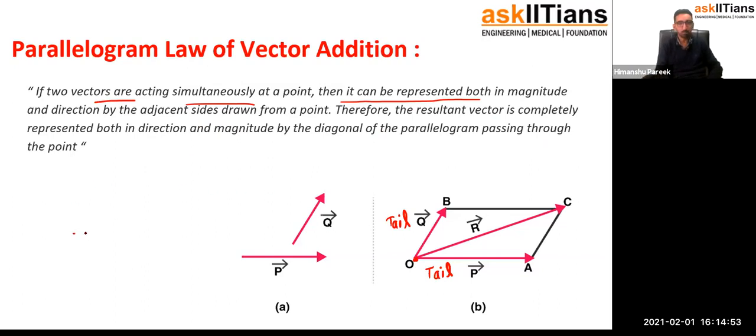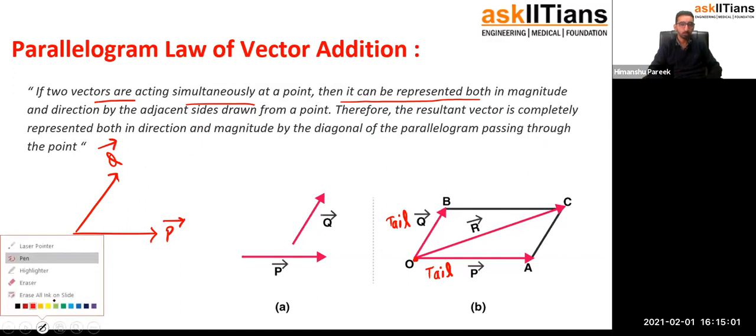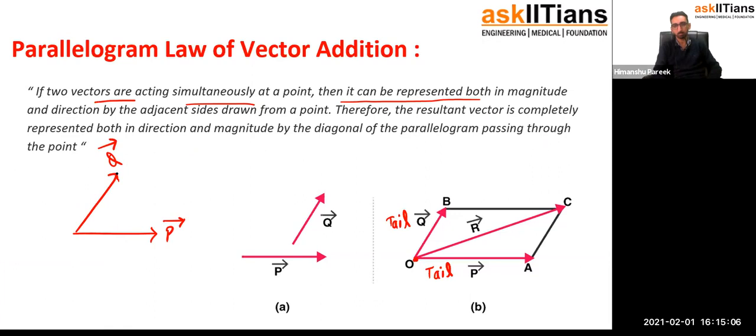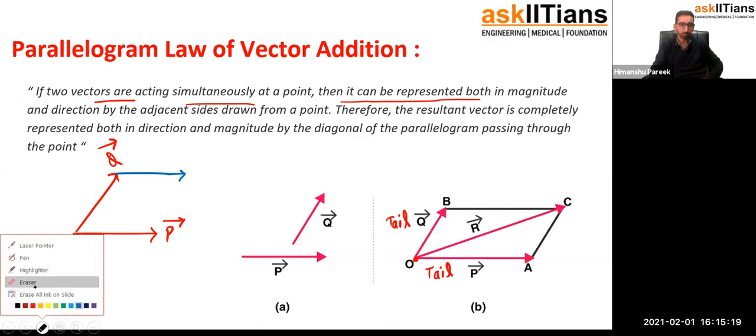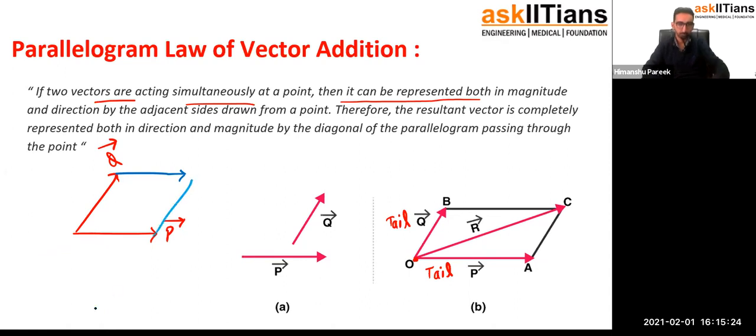Suppose you have a p vector here. Suppose you have a q vector here. Do one thing. Make a vector parallel to p vector. Yes, this will be parallel to p vector. Okay. Now you make another vector which is parallel to q vector. So let us make it again. Just a second.